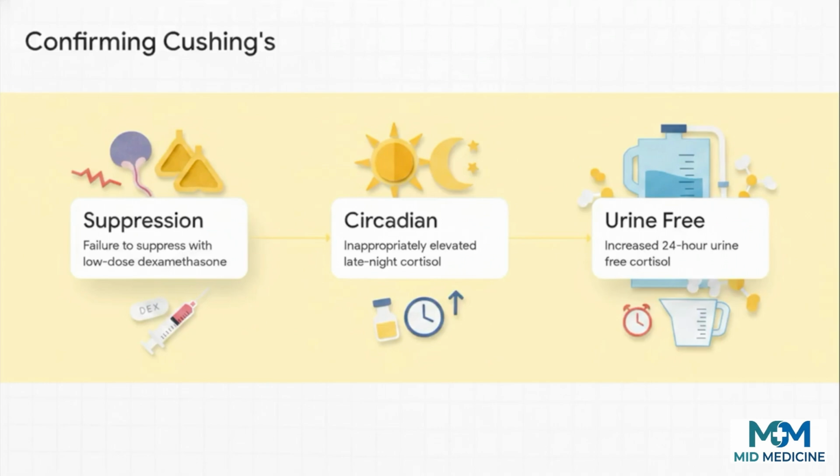Because it's a synthetic steroid that doesn't cross-react in our lab immunoassays. That's a huge deal because it means we can measure the patient's true endogenous cortisol without the drug messing up the results. The second test looks for the loss of the normal circadian rhythm. Cortisol is supposed to be lowest at midnight, so we look for inappropriately elevated late-night salivary or serum cortisol. And third, we can simply measure the total cortisol output with a 24-hour urine-free cortisol test.